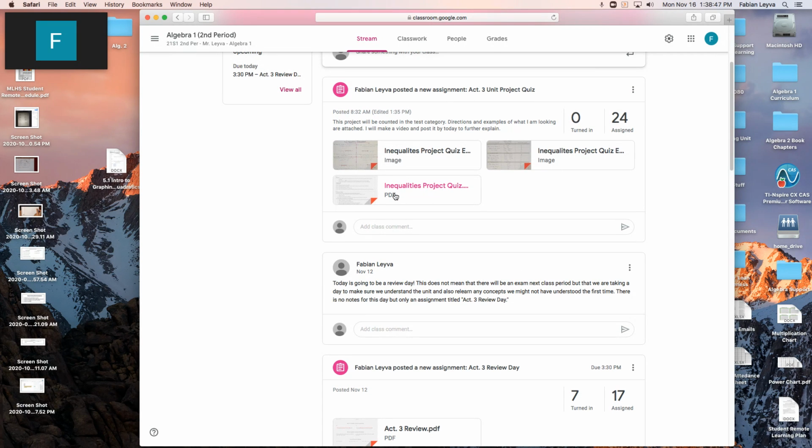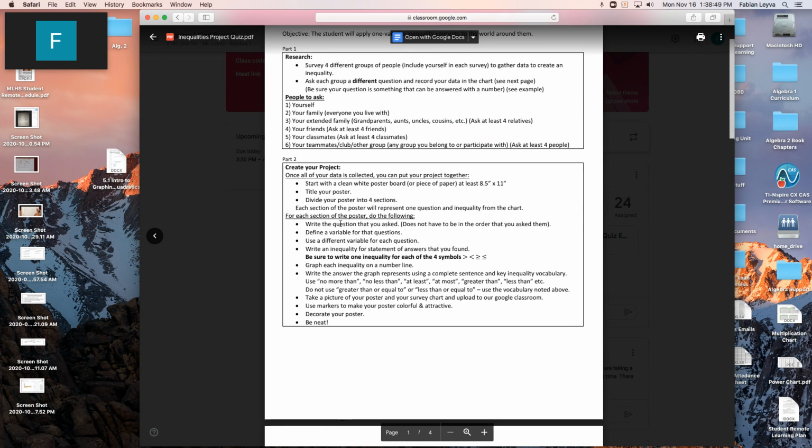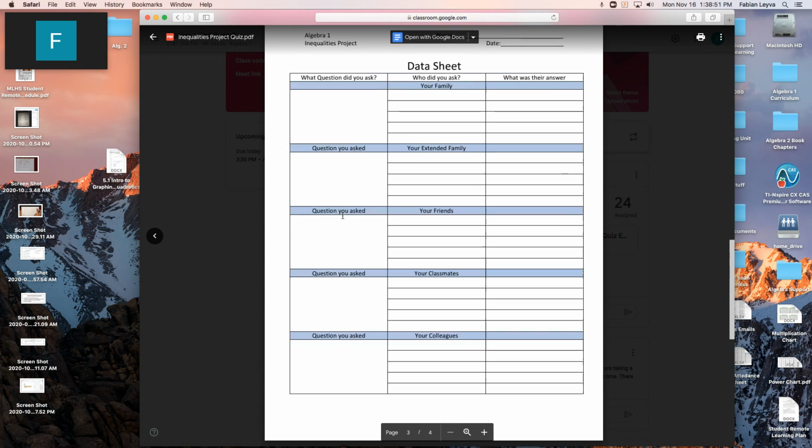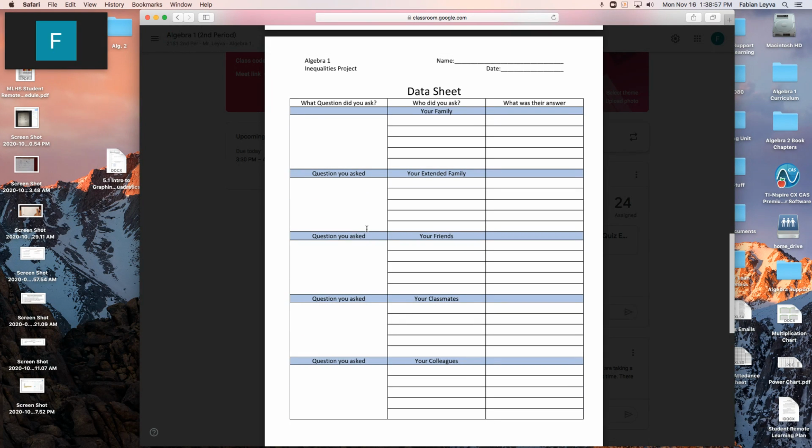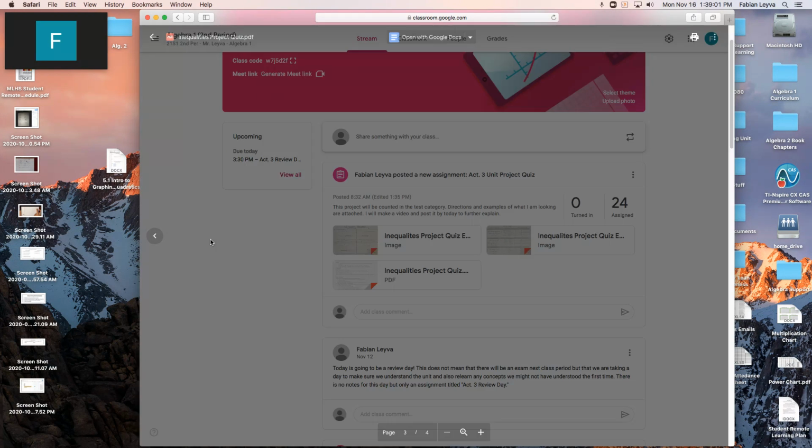Now, there are 2 things that I attached here. And I'll show you the example in a second. If you look at the bottom, notice that this page pretty much has the data sheet. If you would like to use this, print it out. If you don't have printing access, just use a different piece of paper. But what I'm pretty much asking you is for 4 questions.